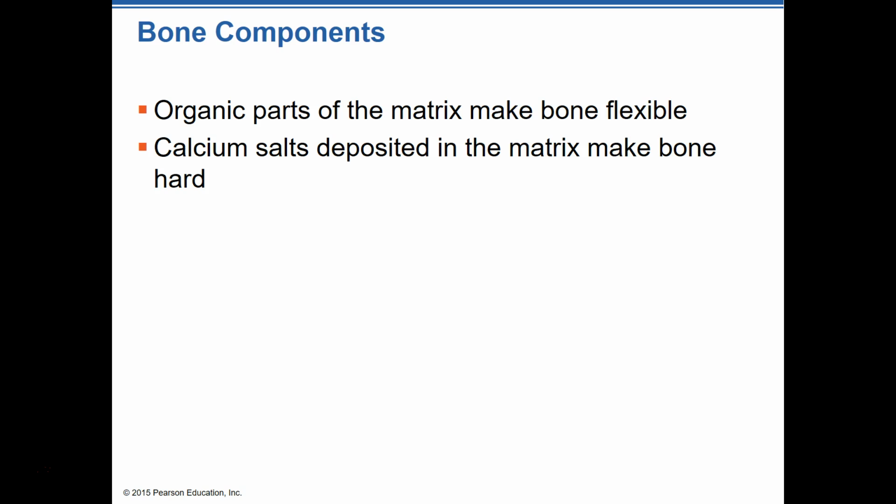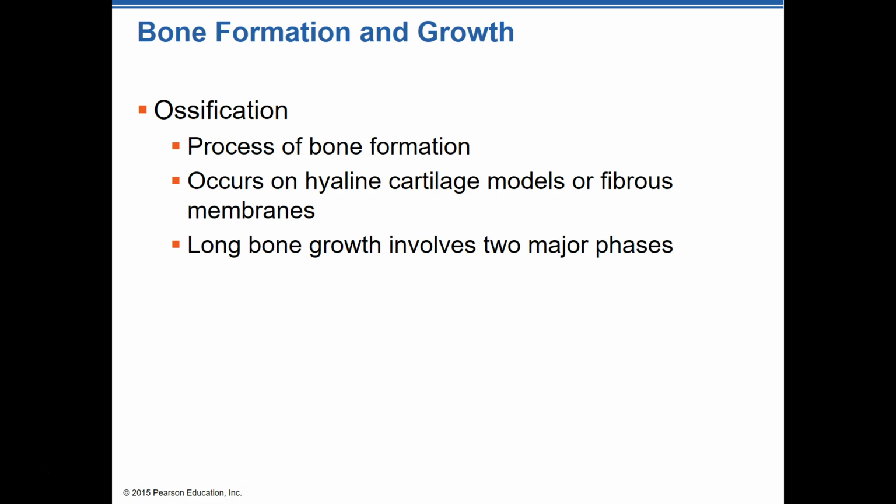There are some organic components or organic parts of the matrix that make the bone a little bit more flexible. There are some calcium salts that are deposited in that matrix that make the bone hard. We tend to think of bones as being absolutely rigid, hard, and very brittle. Bones are actually pretty strong and pretty resilient, but bones obviously can be broken. They're very unique in the way that they're made. There are some solid things that make them very hard and dense, but yet there are some other things that cause them to be a little bit flexible. So bones have both of those properties.